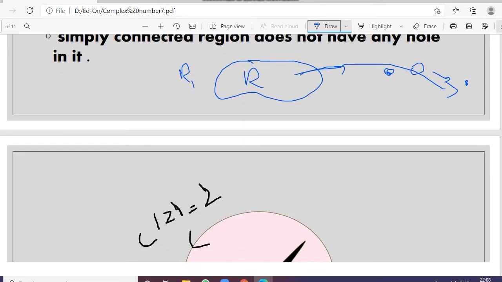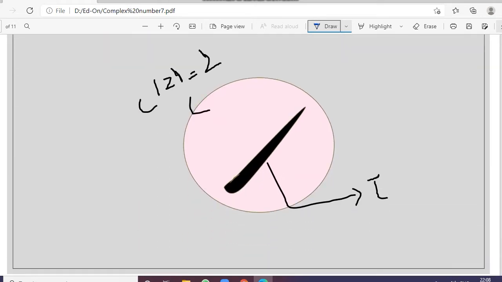Suppose there is a region, and this is the boundary of a circle with radius z. This is the boundary of the curve, and this is the region. Now you can see that this region can also be reduced to a point. If we decrease the size of this region, it can be reduced to a point. So this is a simply connected region.